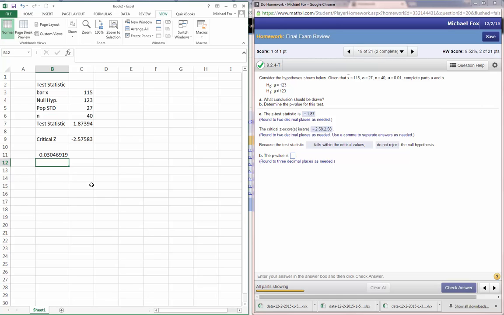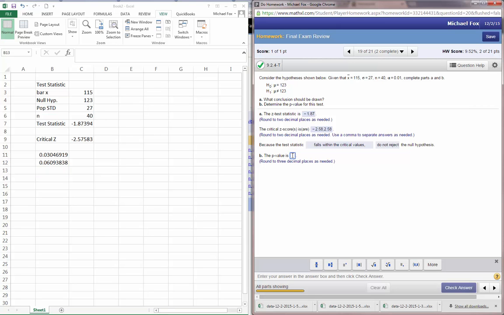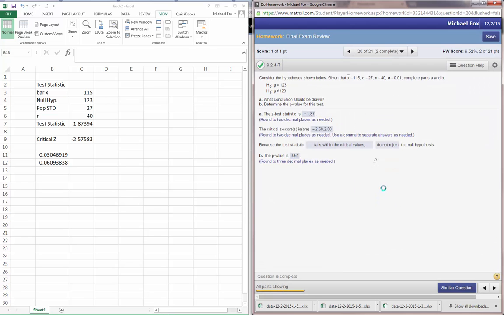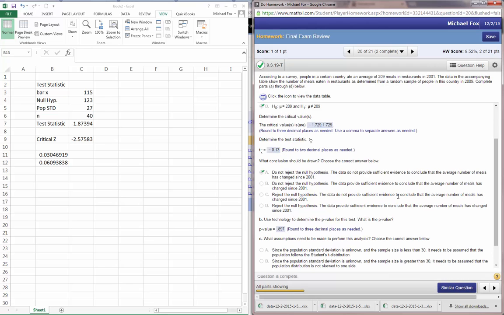Because it's a two-tailed test, though, we have to take 2 times that, because we want to find the probability that it falls either to the left of negative 1.87 or to the right of positive 1.87. So our p-value should be 0.061, or a 6.1% chance of that happening. And that should be it for 19 of 20.